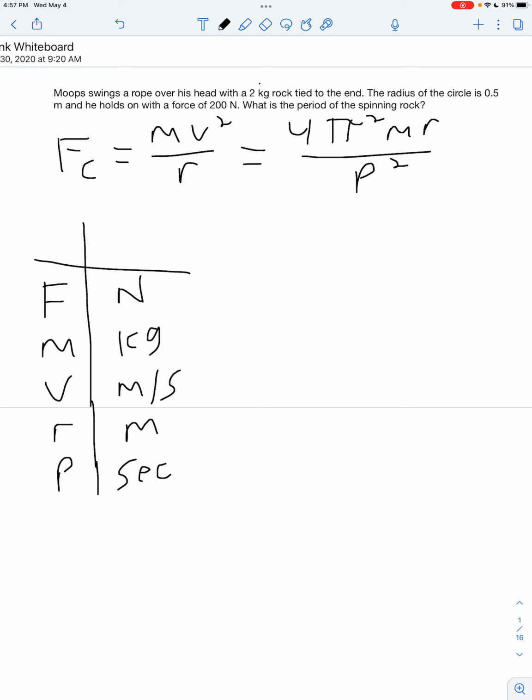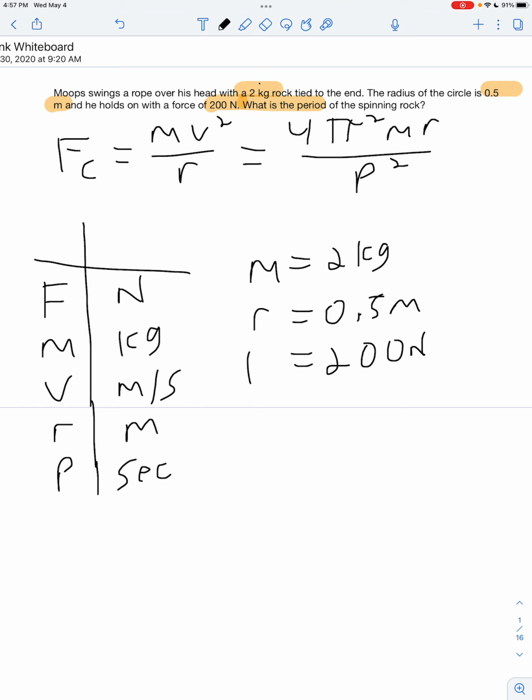So let's identify what I know here. I'm going to highlight my values, and I'm going to write them down. So I have a mass of 2 kilograms. I have 0.5 meters, so that must be an R because it's a meter. And then I have 200 newtons. That must be a force. And I'm trying to find the period.